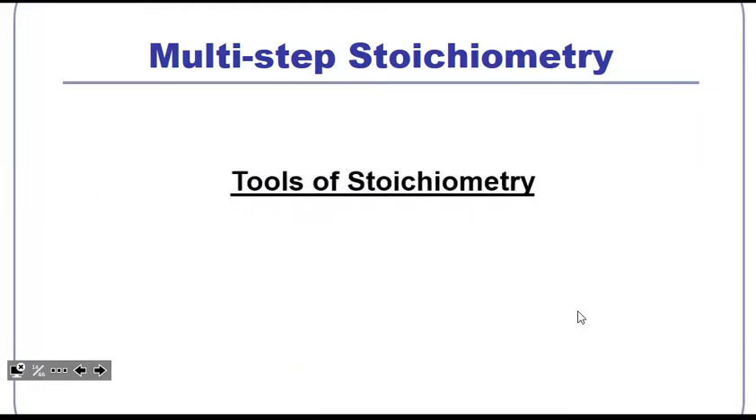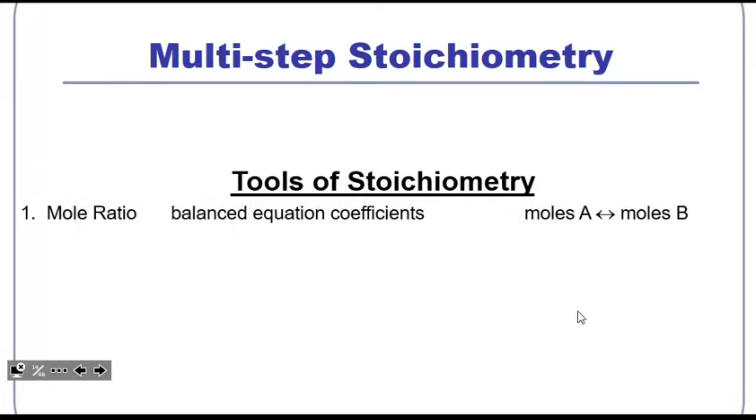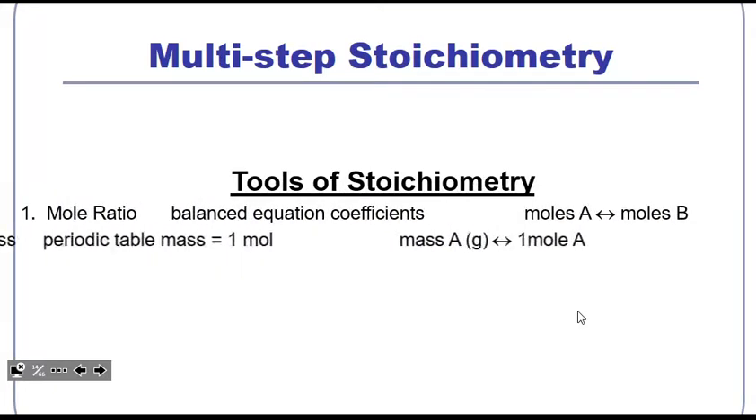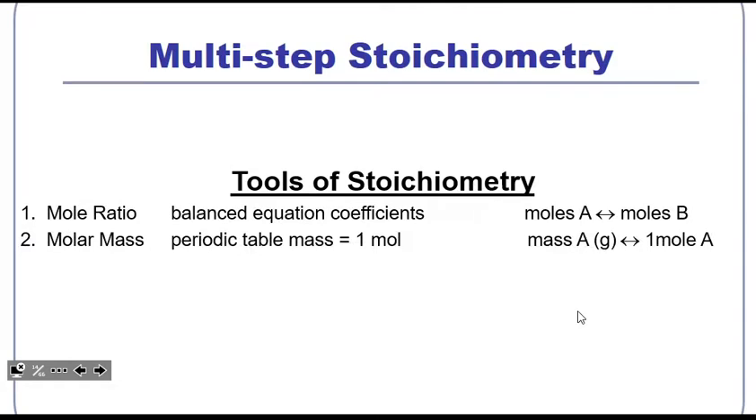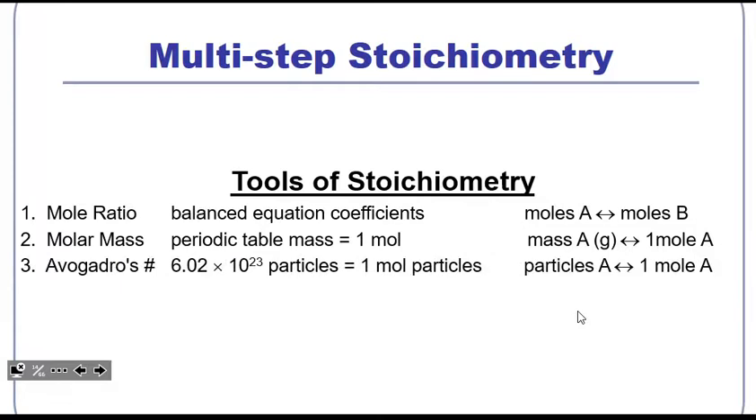What information can I use for stoichiometry? I can use, once again, the mole ratio. I can use molar mass, which is the value from the periodic table, and I can use Avogadro's number, which deals with particles.